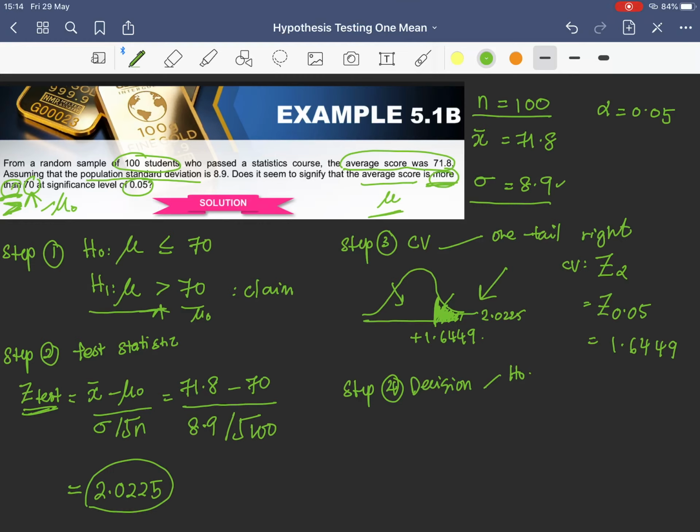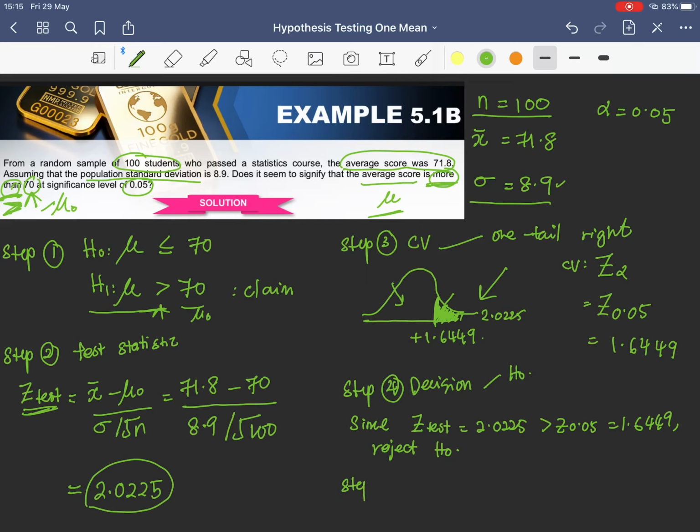So because the test statistic is in the rejection region, you have to reject H null. So you write down, since Z test is equals to 2.0225 greater than Z 0.05, 1.6449, you have to reject H null.